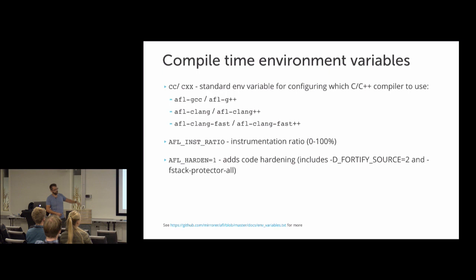There's something called AFL instrumentation ratio, which tells it how much instrumentation you want to add to your code. Usually I set this to 100%, but you might want to change it if it's too slow or if it doesn't find anything for an extended period of time. You could also set AFL harden, which is also something I recommend you do, because this adds some code hardening, so you can provoke crashes quicker. So it adds stack canaries and things like that.